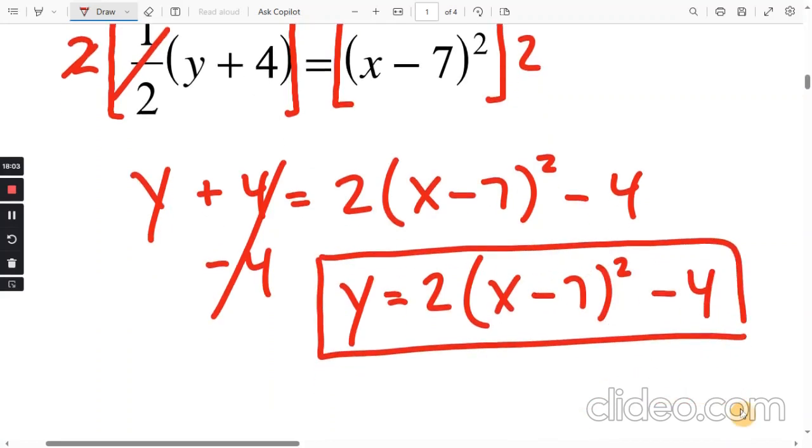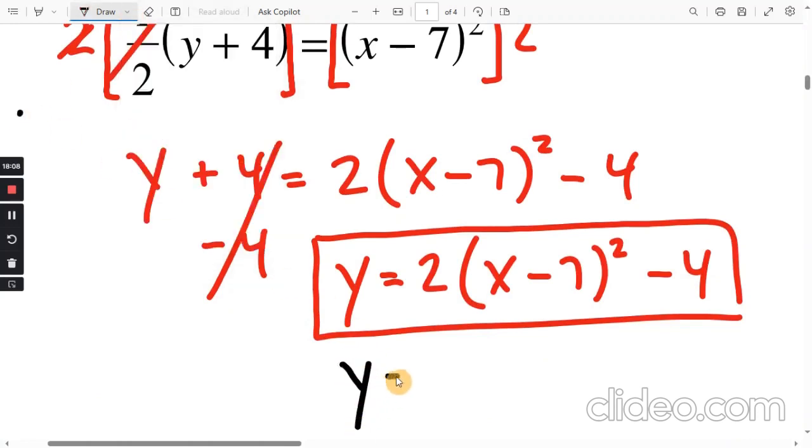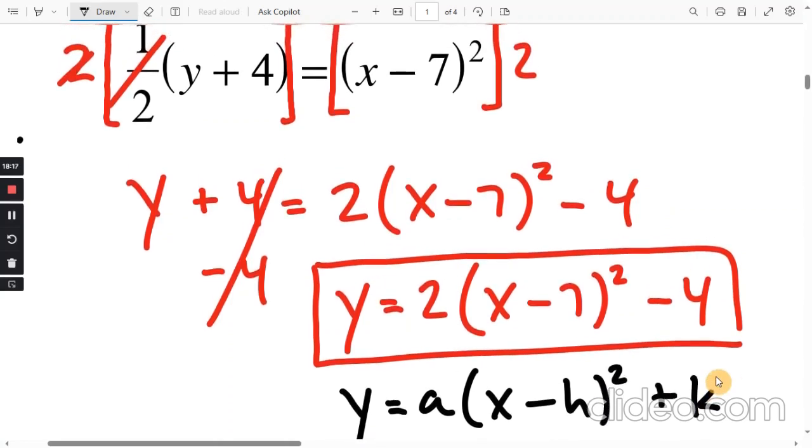Is that in vertex form? Yes, it is. Remember, vertex form is y equals a times x minus h squared plus k. So that's your whole problem right there.